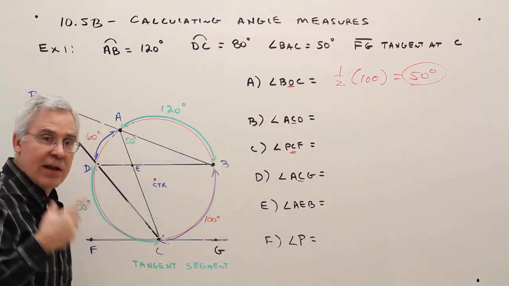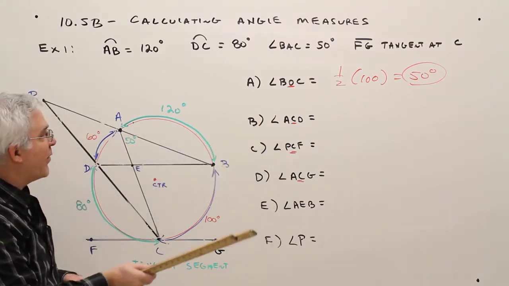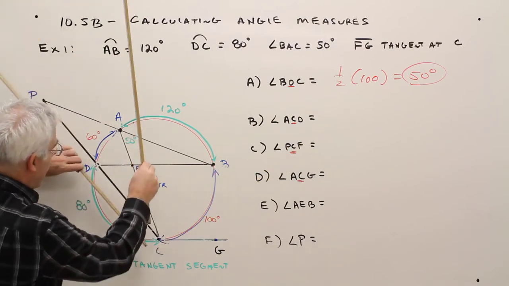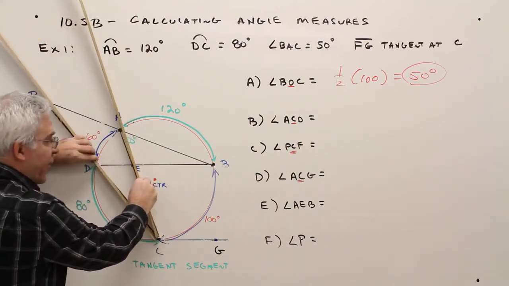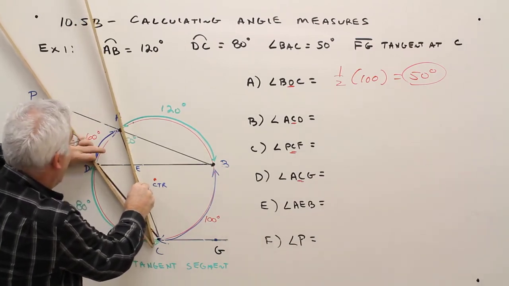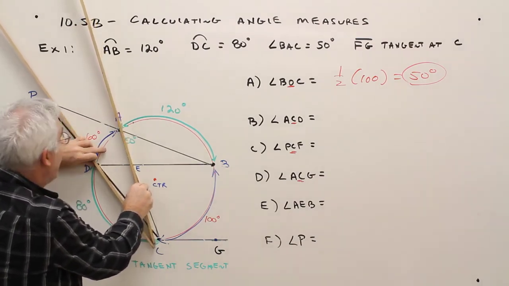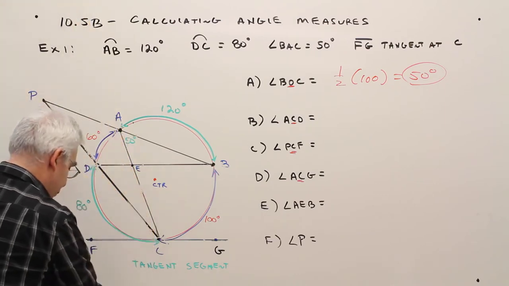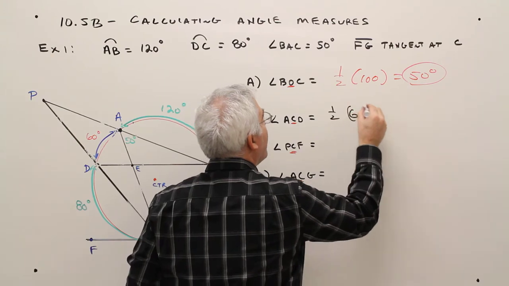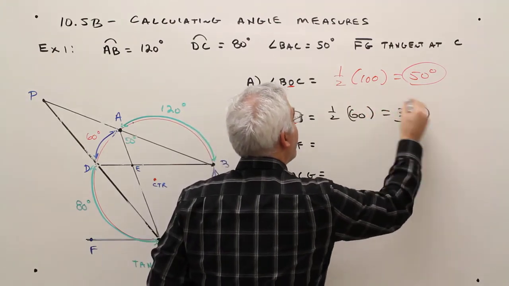Okay, ACD. Again, C is the vertex. The rays go through A here and D here. So again, the vertex lies on the circle, so it's going to be 1/2 the intercepted arc. I already calculated that intercepted arc to be 60. So as far as my work, it's going to be 1/2 of 60 equals 30 degrees.